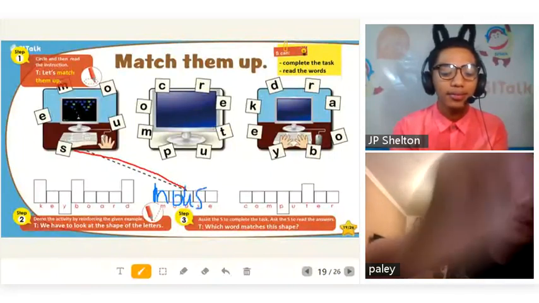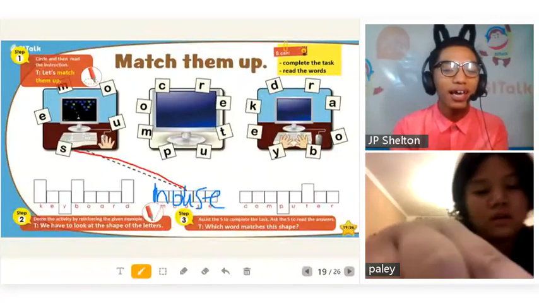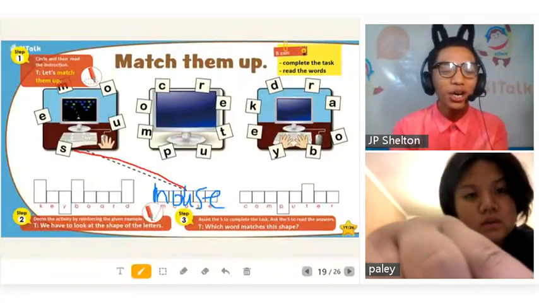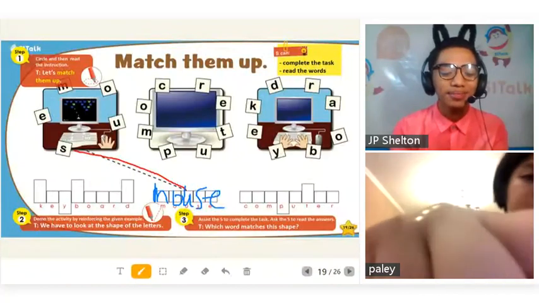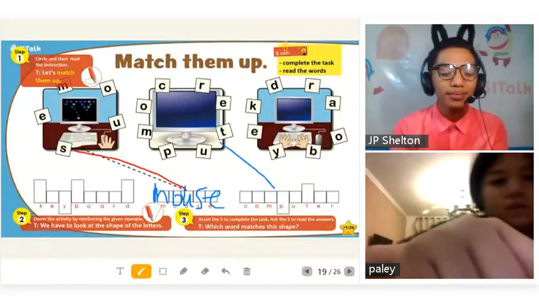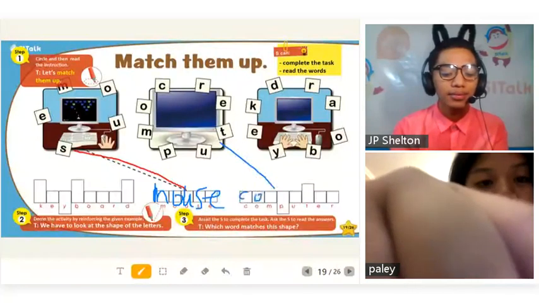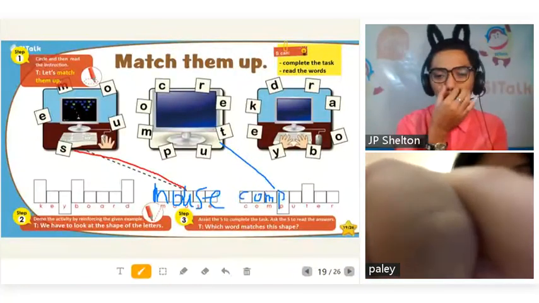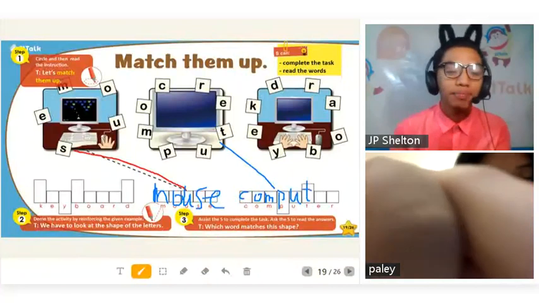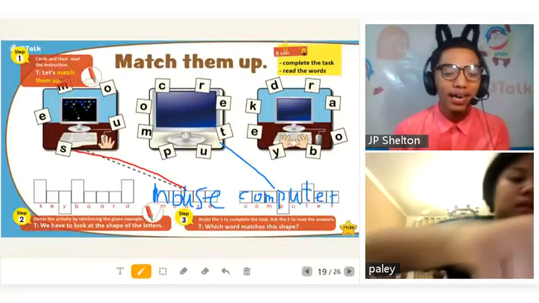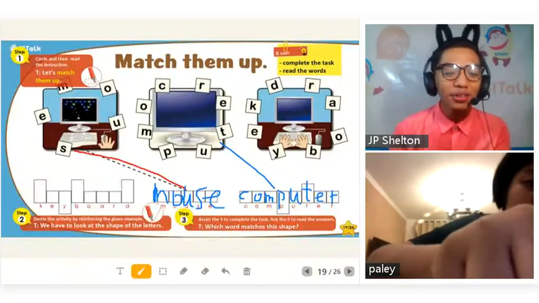M-O-U-S-E. Okay, very good. How about the second picture? It's computer. C-O-M-P-U-T-E-R. Okay, very good. And the third picture.